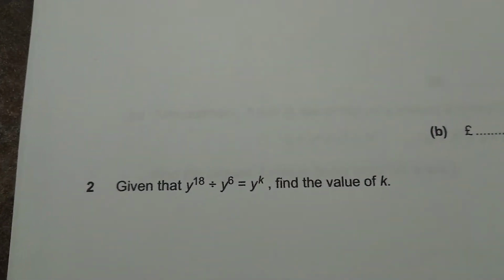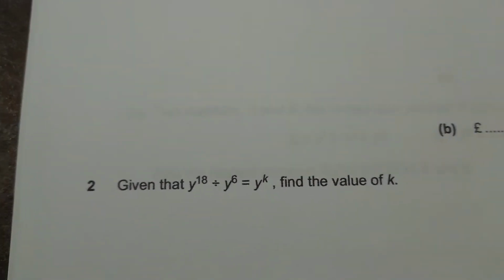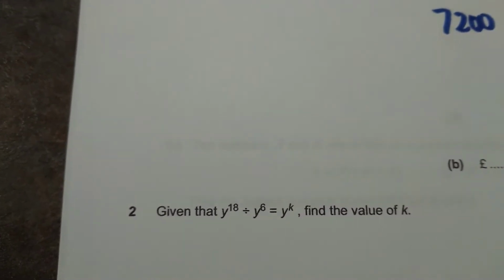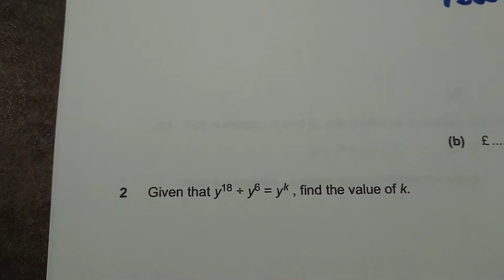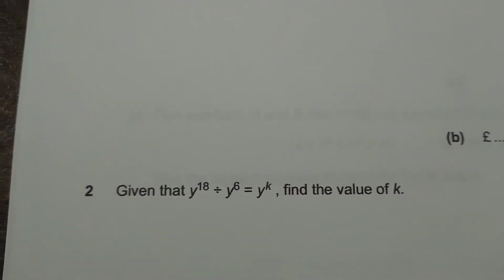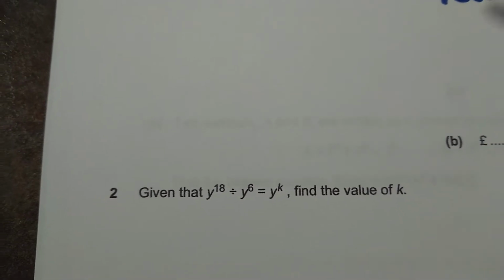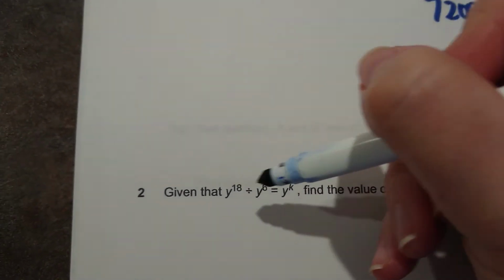Right, question 2. When we're dividing, it's very tempting on this question to just look at the 18, the 6 and the divide symbol and just divide them to get 3. But remember, when we divide, that means we are going to take away the indices. Likewise, if you're timesing, you add the indices. So because it's dividing, we're going to minus the indices.